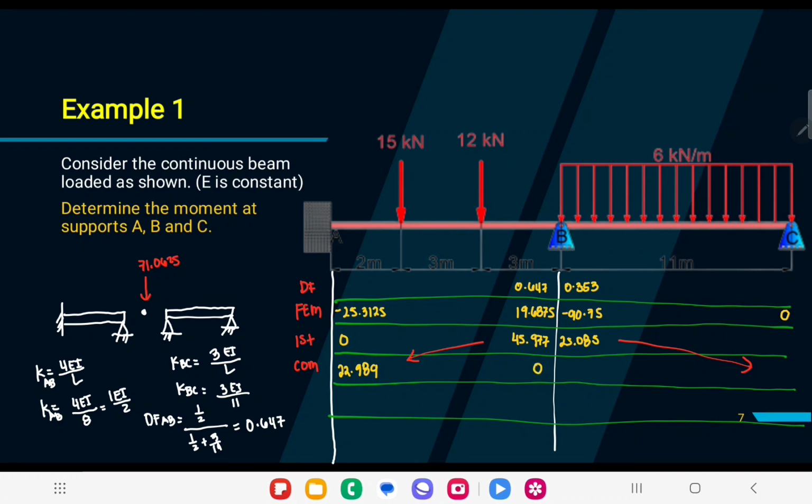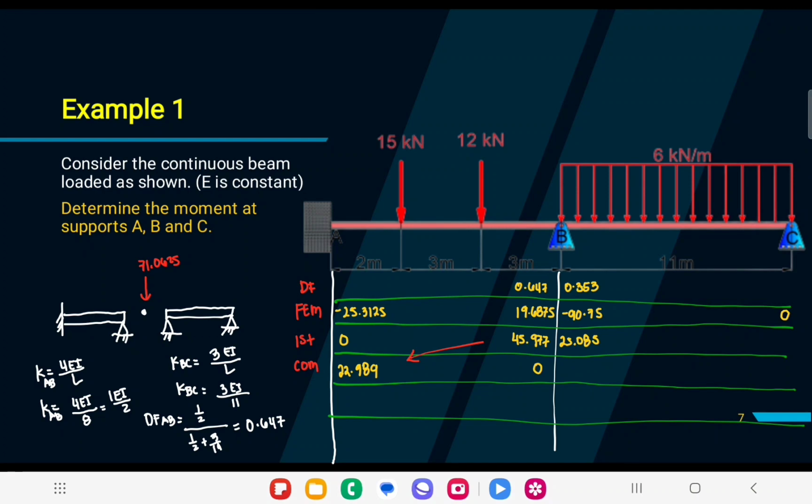And then, ito, wala naman dyan. So, 0 yan. And then, ito, okay, mali ako dito. Sorry. So, there will be no carryover moment at C because it cannot develop resisting moment since simply supported lang naman siya. So, wala siya makukuha na carryover moment. So, ito lang yung ating carryover moment for this problem.